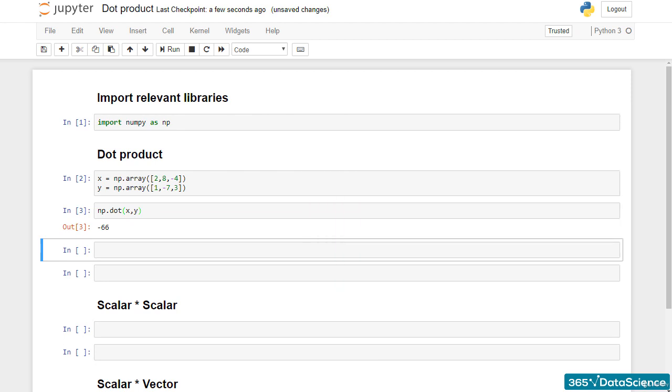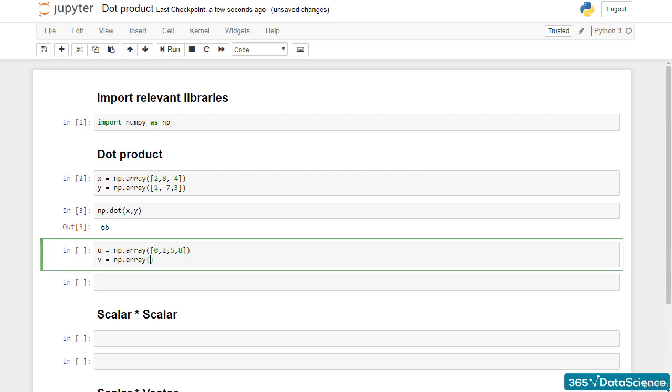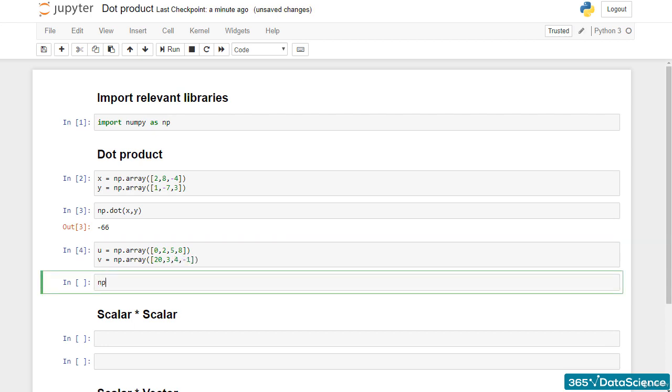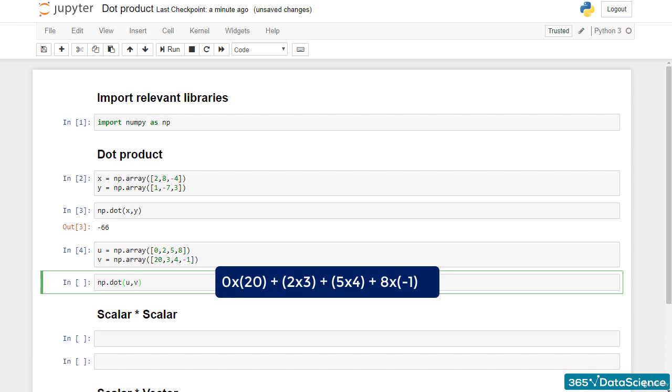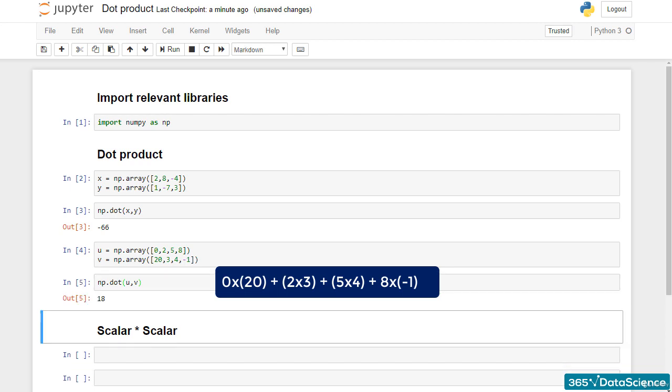Okay, let's see another example just to make sure you get the concept. The dot product of the vectors 0, 2, 5, 8, and 20, 3, 4, minus 1 is 0 times 20 plus 2 times 3 plus 5 times 4 plus 8 times minus 1. The result is 18. That's all.